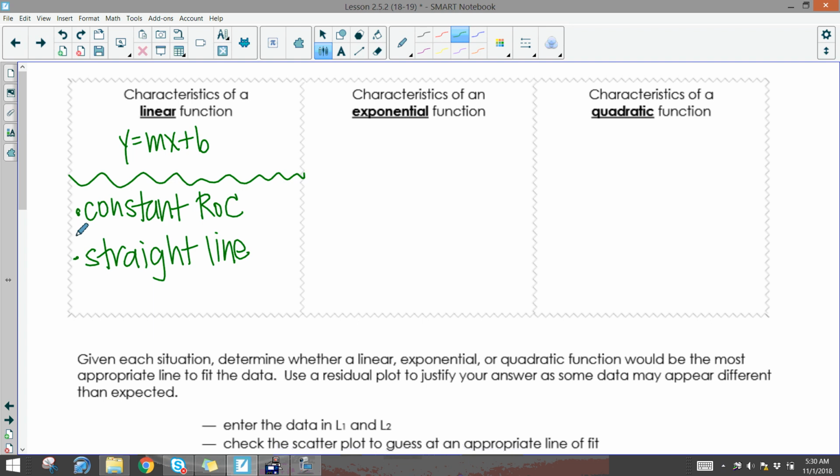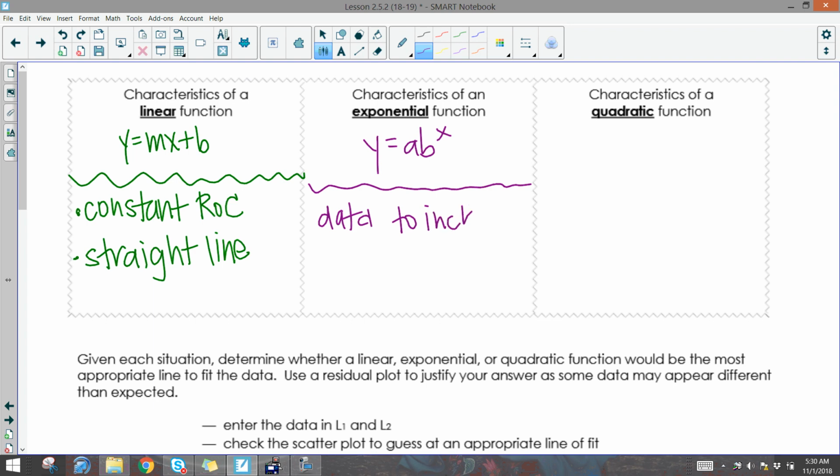Now for exponentials, we have y equals ab to the x. So you're looking for your data to increase quickly or decrease quickly.